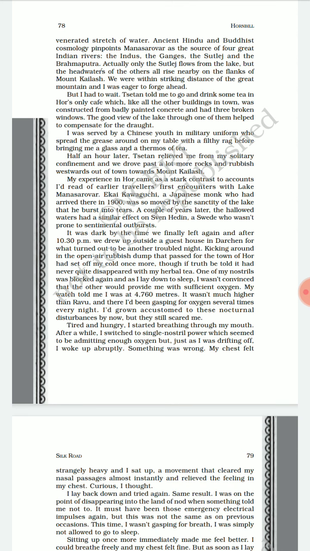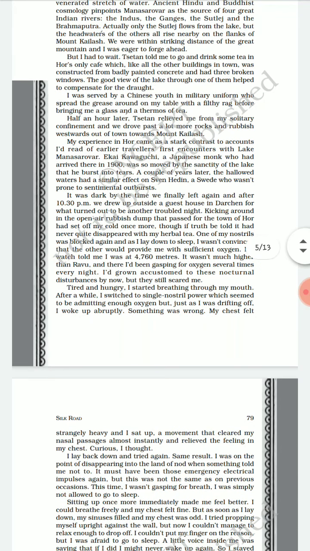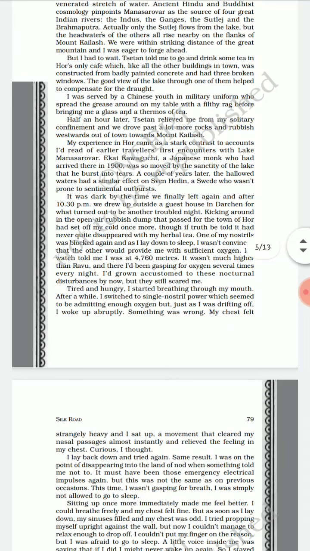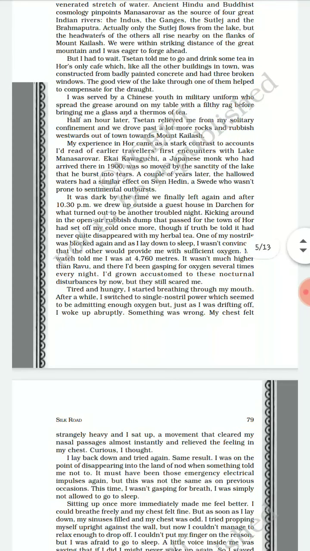I was served by a Chinese youth in military uniform who spread the grease around on my table with a filthy rag. Filthy means something dirty. Before bringing me a glass and a thermos of tea. So a Chinese youth wearing a military uniform served the author a glass and a thermos, obviously a flask, of warm tea.